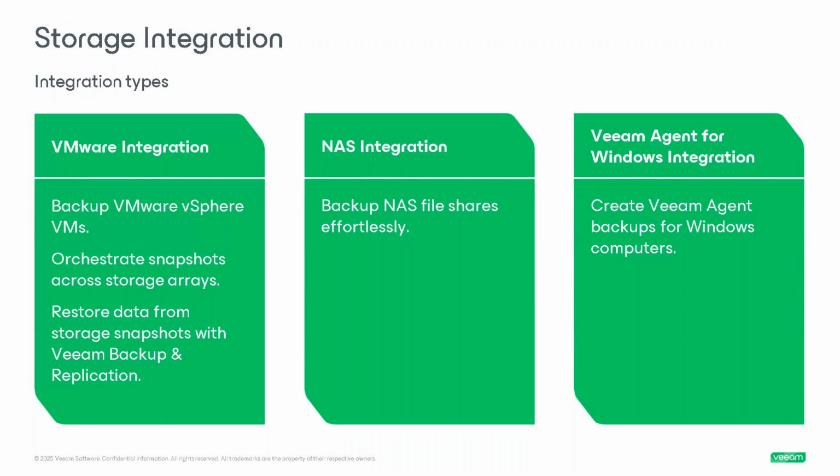So here are the different types by category. VMware integration will back up vSphere VMs, which you can do without the integration. We'll discuss what that means in a further slide, but it reduces VM stun, which is the benefit. It can orchestrate snapshots across storage arrays, and snapshot orchestration, generally speaking, through Veeam. It can also restore data from storage snapshots. That's what I was referring to there.